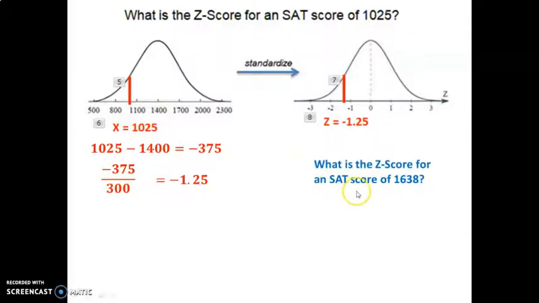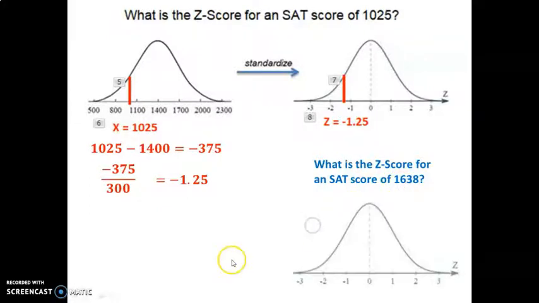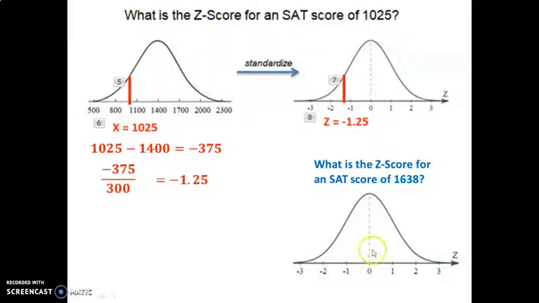I want you to think about that and try that for this one. What is the z-score? Try a similar approach. I hope you did, and let's see what we got. If we're talking about 1,638, here's our standard normal distribution, 1,638 minus 1,400. Again, I'm checking my distance from the mean. In this case, I'm a positive distance from the mean, 238 positive. Then I'm going to see what portion of a standard deviation that is. So 238 divided by 300. That's going to be less than 1, so we're less than 1 standard deviation away from the mean.